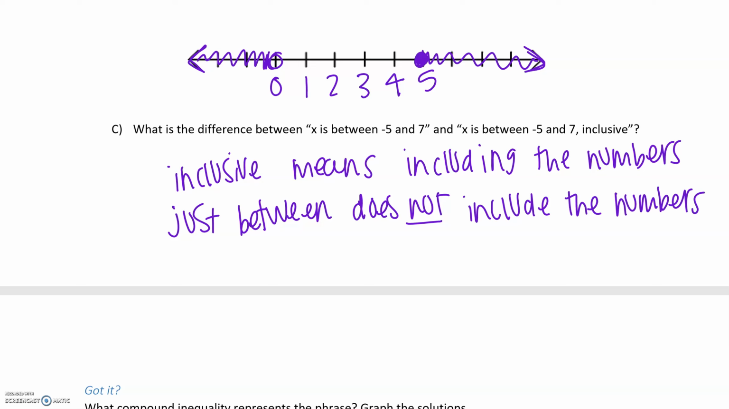Okay, so when we have our inclusive, that means that we're going to have -5 is less than or equal to x less than or equal to 7. And our between is -5 is less than x less than 7.